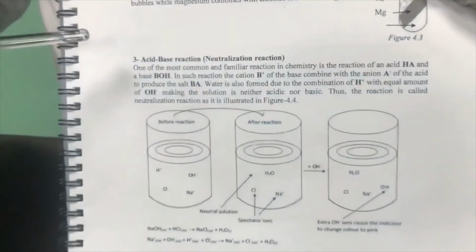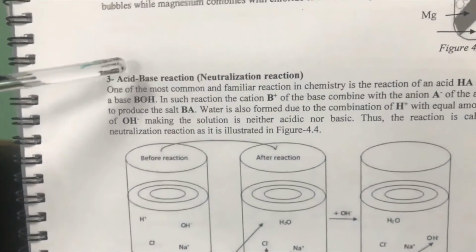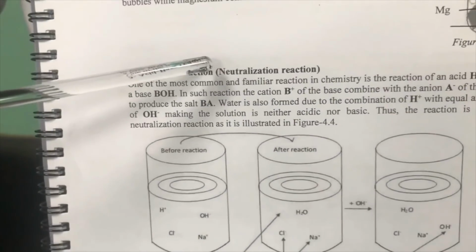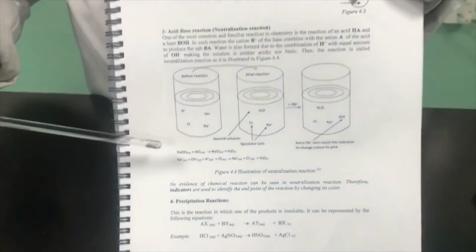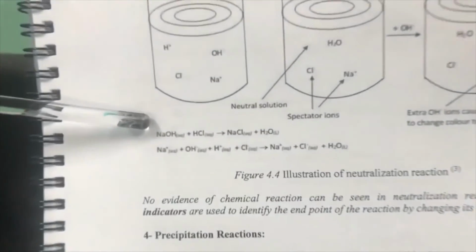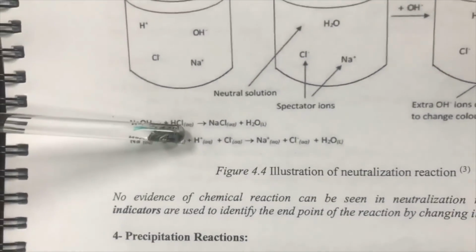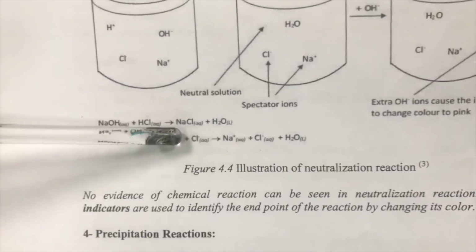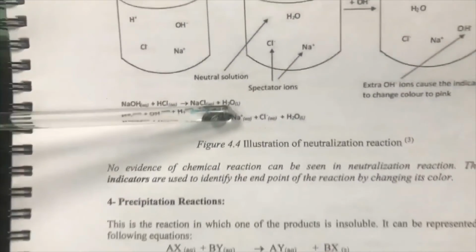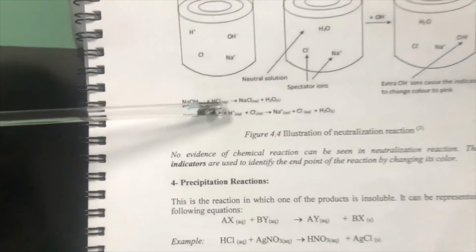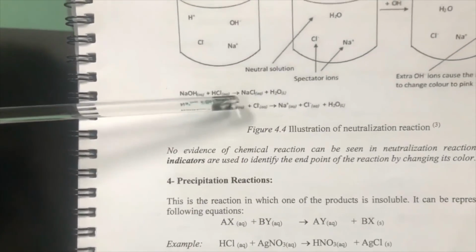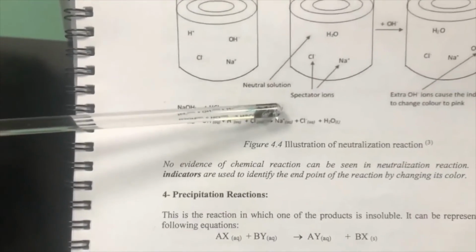Next, we are moving on to the third type of chemical reaction, which is known as acid-base reaction, also known as a neutralization reaction, in which we react a base and an acid that will produce salt and water. In this experiment, we are going to use sodium hydroxide as the base, hydrochloric acid as the acid, which will produce sodium chloride, salt, and the water.